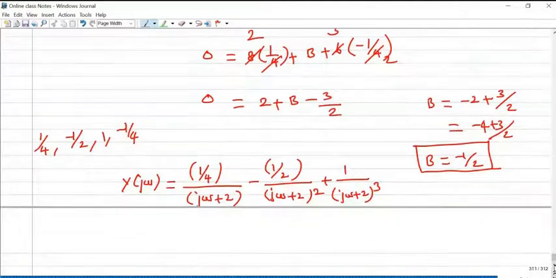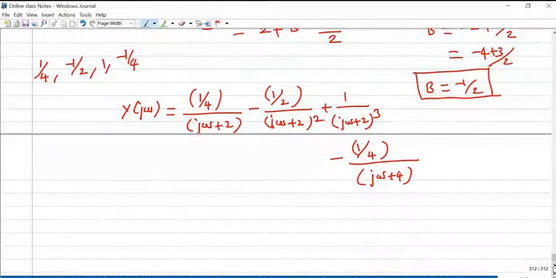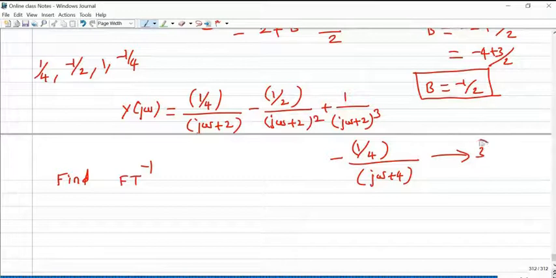D value minus 1 by 4. So minus 1 by 4 divided by j omega plus 4. Okay. Now we apply the Fourier transform formula directly. Find inverse Fourier transform of equation number 4.